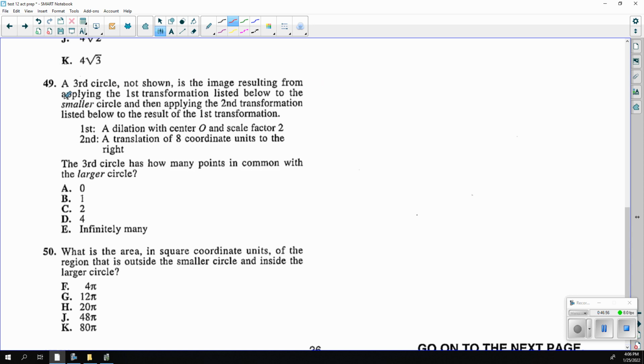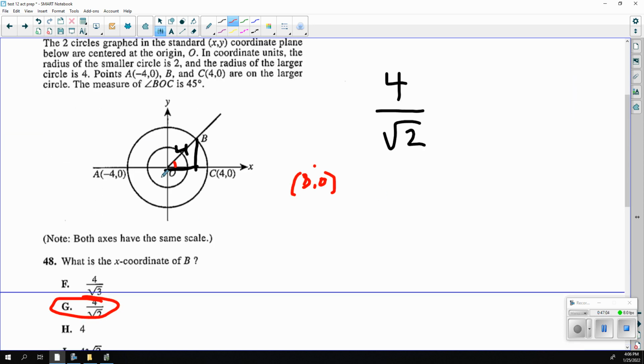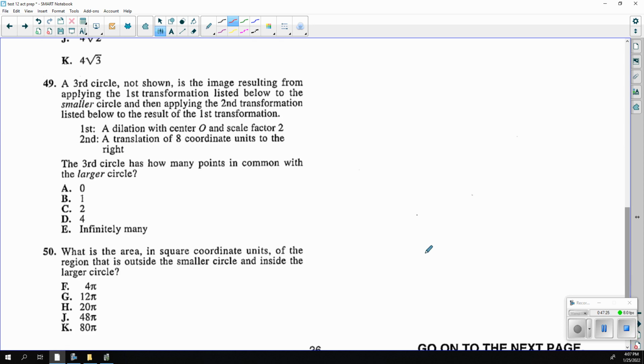Is the resulting applying the first transformation smaller circle. So the smaller circle has a radius of 2. Oh, I see. So now the radius is 4. So when it stretches out, since the first circle had a radius of 2, and this one had a radius of 4, you double that. So it's going to reach all the way to here with its radius of 4 and touch the circle in one point.